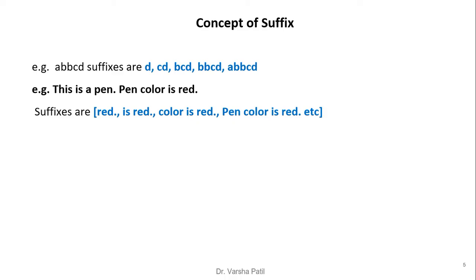Concept of suffix. For example, A, B, B, C, D is a string. Now the suffixes possible are D, then CD, BCD, BBCD and ABBCD. Next statement is, this is a pen. Pen color is red. Now the suffixes available are: red dot, is red dot, color is red dot, pen color is red dot. Next is pen dot, pen color is red. Like this we can create the suffixes for these statements.